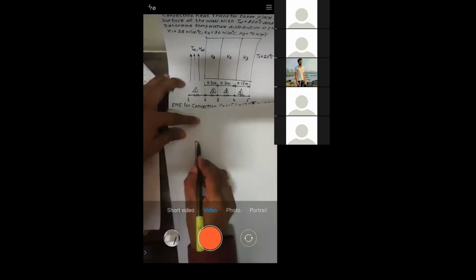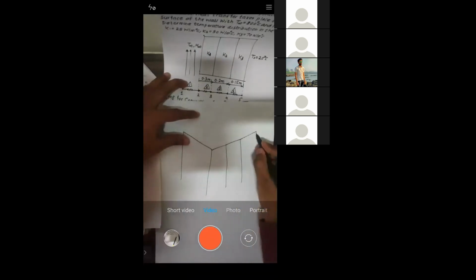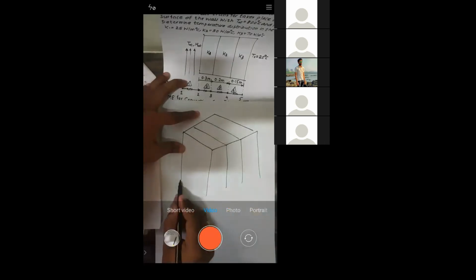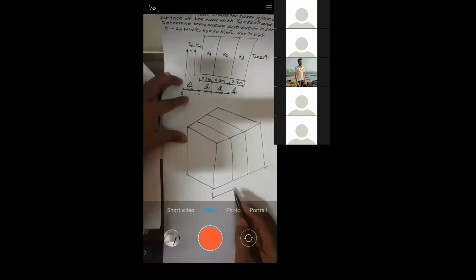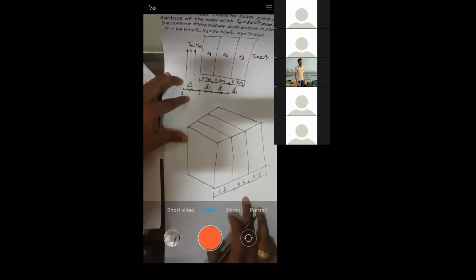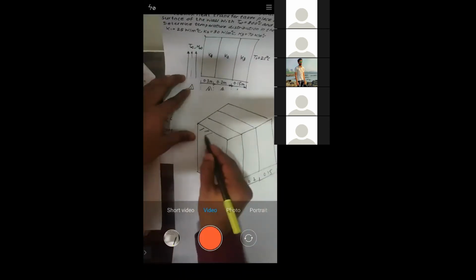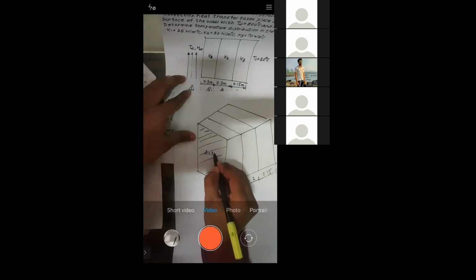Just see the 3D diagram of this one. Can you see this 3D diagram? I will draw the diagram. This is the length: 0.3, 0.2 and 0.15. This is your length or thickness. Clear? And what I'm asking you is the cross-sectional area. So this area, I'm asking you to take as 1 meter square.